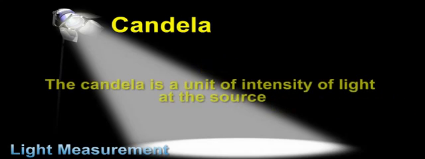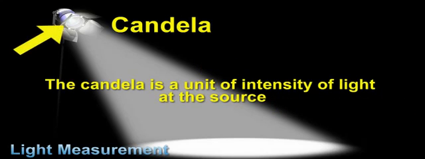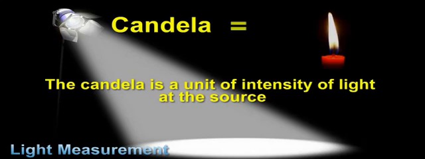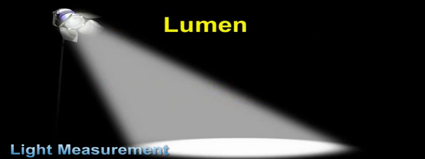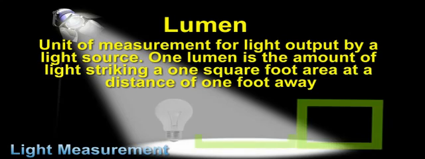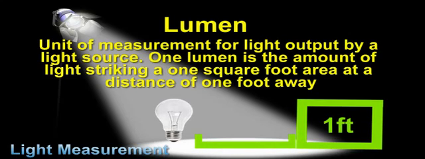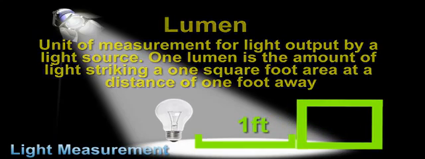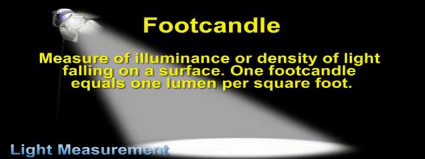The candela is a unit of intensity of light at the source. For example, the flame of a typical wax candle has a luminous intensity of 1 candela. The lumen is a unit of measurement for light output by a light source. 1 lumen is the amount of light striking a 1 square foot area at a distance of 1 foot away. And the foot candle is a measure of illuminance or density of light falling on a surface. 1 foot candle equals 1 lumen per square foot.